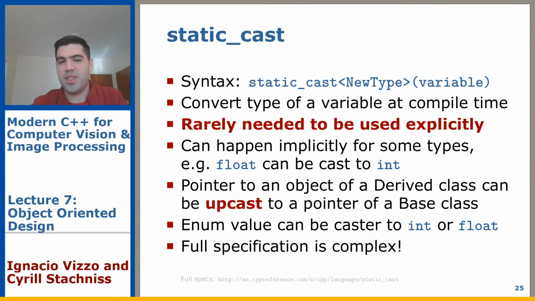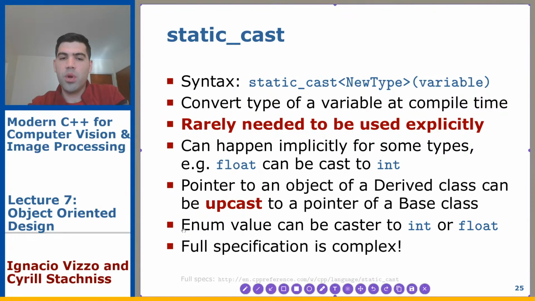Now I'm going to be fast with this. There are only 2 casting methods that I care about. One is static cast. Whatever is static happens at compile time. So whenever you say static cast of this variable to a new type, it should happen at compile time, not at runtime. Whenever you compile the program, this will happen. With this, you can convert the type of a variable at compile time. It's rarely needed to be used explicitly because this can happen implicitly for some types, but it's never a bad idea to use it.